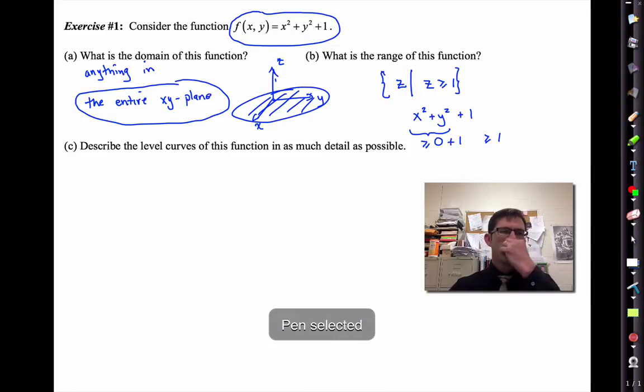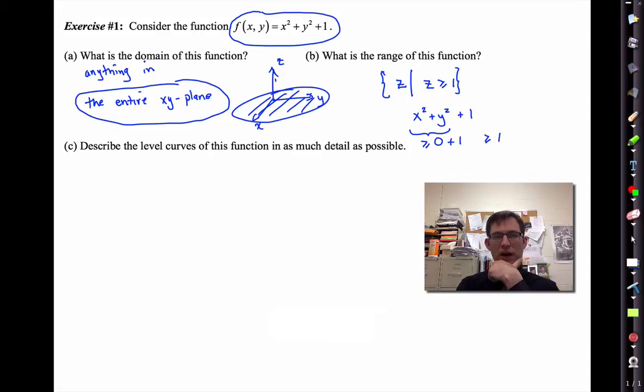All right. Now it says describe the level curves of this function in as much detail as possible. So here's what I suggest to people when they first think about level curves. Now remember, the idea is I want to know all the curves where if I walk along them, I hit the same z value. So the z values are all greater than or equal to 1. So how about this? Let's think about this level curve.